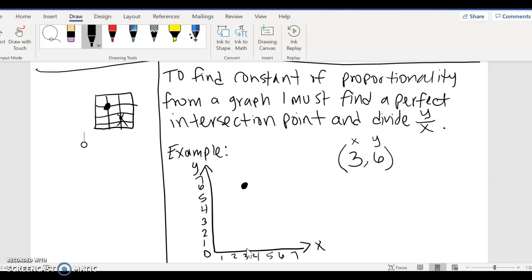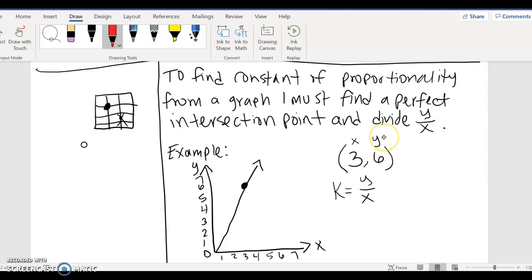Okay, and since I want to show a proportional relationship, I'm going to draw a line. I'm going to start at the origin and make a straight line that runs through that point. So here's our graph. And we want to find the constant of proportionality for this graph using the point 3, 6. So our equation, same as always, k equals y divided by x.